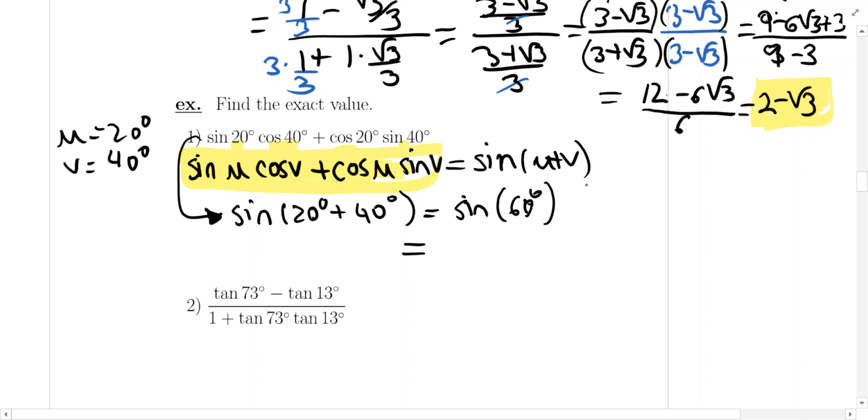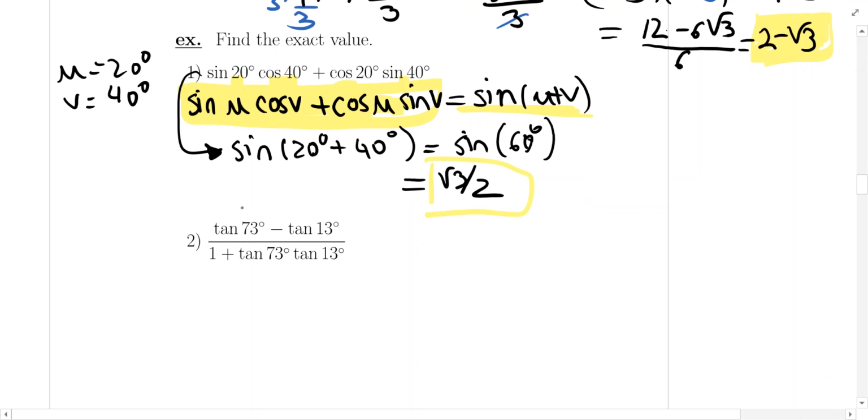And now sine of 60 degrees is something that I know or remember, or if I don't remember, I go to the unit circle and get that. What is that? Sine of pi over 3 is square root of 3 over 2. And I'm done. So I hope you notice that this is working backwards. I'm given the right hand side of the formula, so I have to match it to the correct left side.